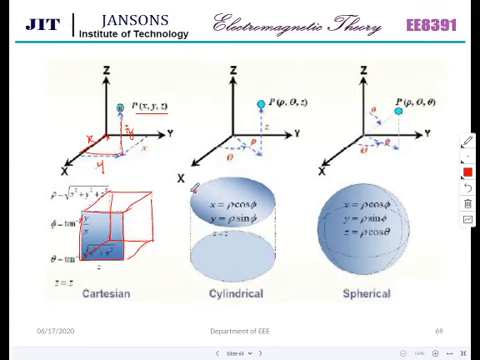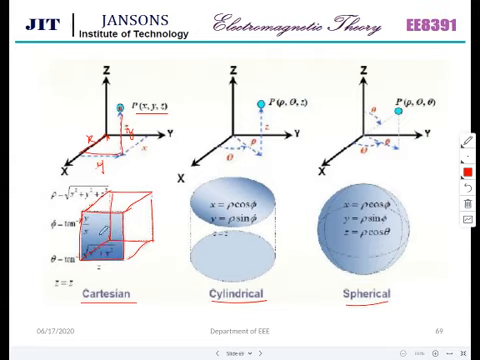So, what are the three coordinate systems? Cartesian, cylindrical, and spherical. The Cartesian coordinate system is the normal rectangular coordinate system, what we commonly call the rectangular coordinate system in 2 dimensions. So, all the faces of this parallelepiped object are rectangles. There are 6 rectangles available to form this object, right?